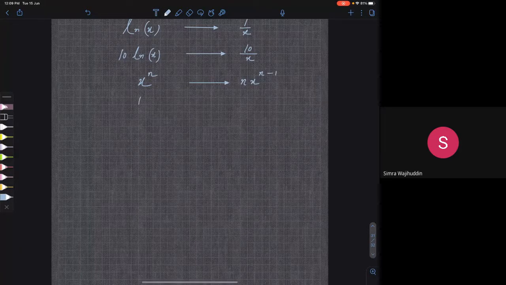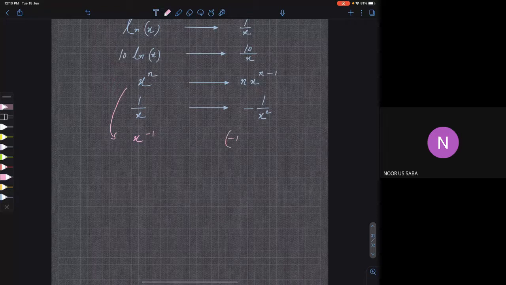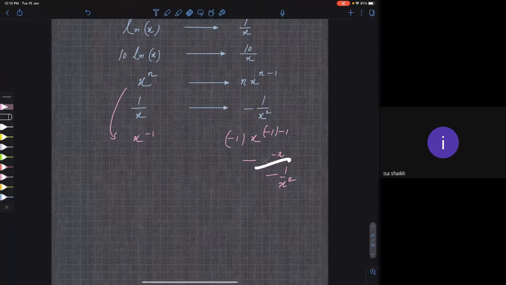For example, 1 by x, if you want the derivative, it will be minus 1 times x to the power minus 1. Why? Because it is x power minus 1, right? So using this formula, we can write minus 1 times x power minus 1 minus 1. Do you agree? So it is minus x power minus 2, which is minus 1 by x square. Are you getting my point? Yes, sir.